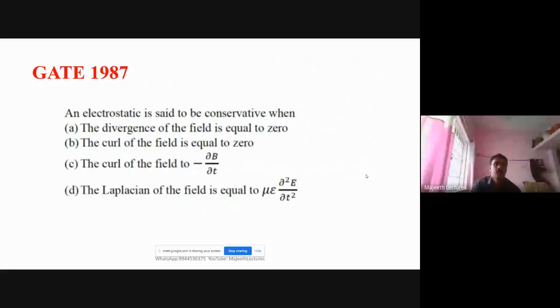Here you see, this is one more important point I forgot to mention. Electrostatic force is said to be conservative. We know already the electric field will diverge. If del cross E is equal to 0, then E is called conservative. Right? So it is a big concept. Just you must remember this point.